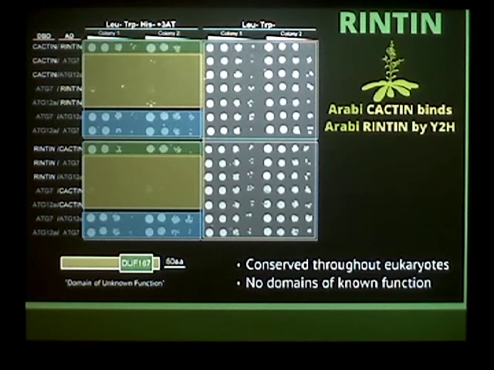So what is rintin? A lot like cactin, rintin is conserved throughout eukaryotes and contains no domains of known function. The one domain it's recognized as having is domain of unknown function number 167. It's a pretty small protein.